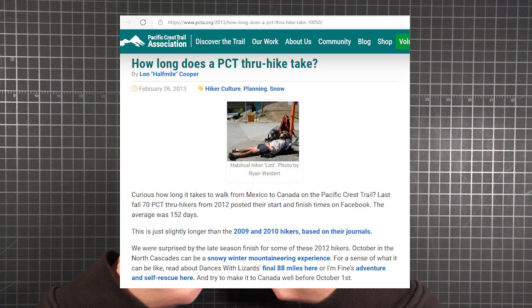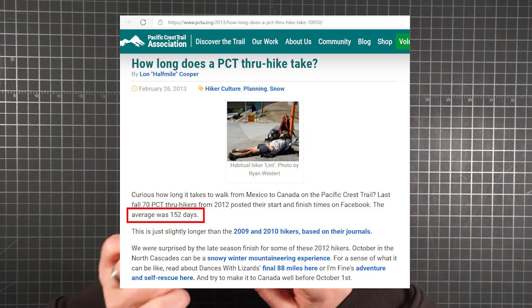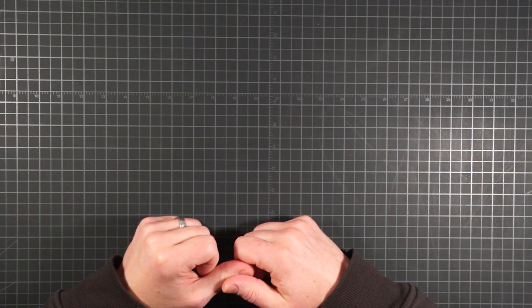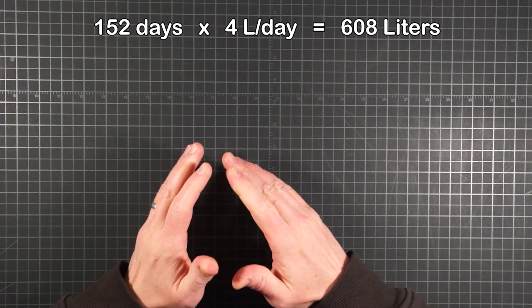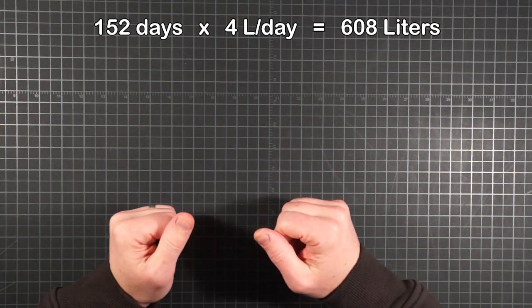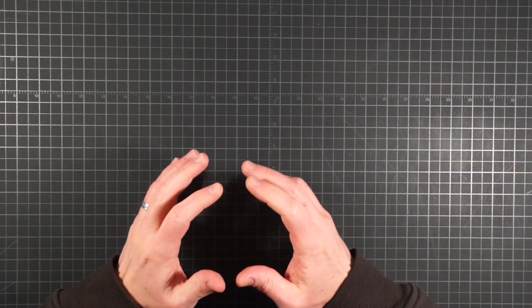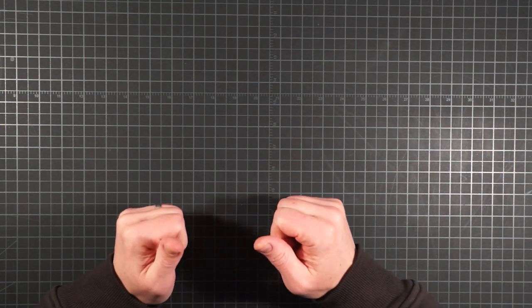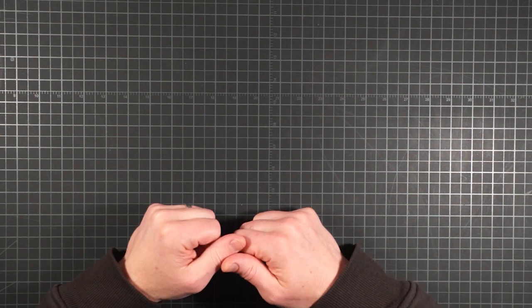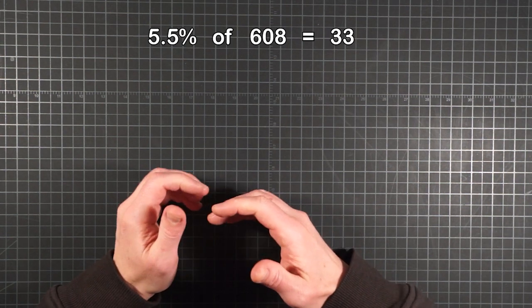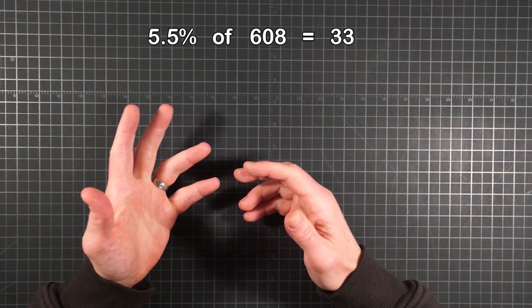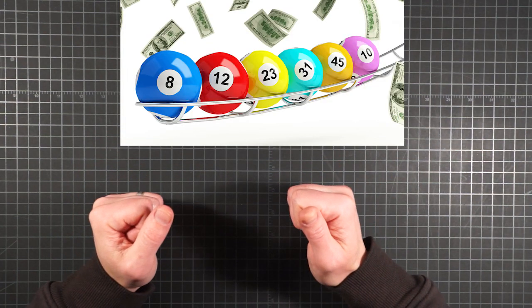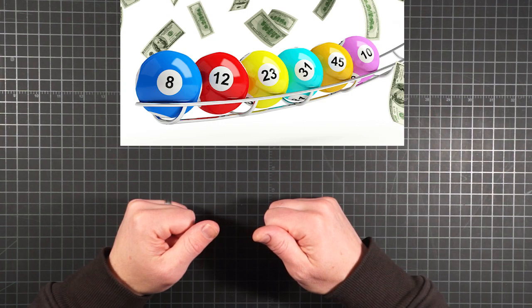And consider that an average through hike of the PCT takes 152 days. And suppose you filter just 4 liters a day from various sources. That's 608 field samples of water that you will drink over the course of the hike. And certainly all those samples won't necessarily contain Giardia. Say 5.5% of them do. Out of 608 rolls of the dice, 5.5% will get you 33 hits. And guess what 33 tickets to a 1 in 33 lottery makes you?